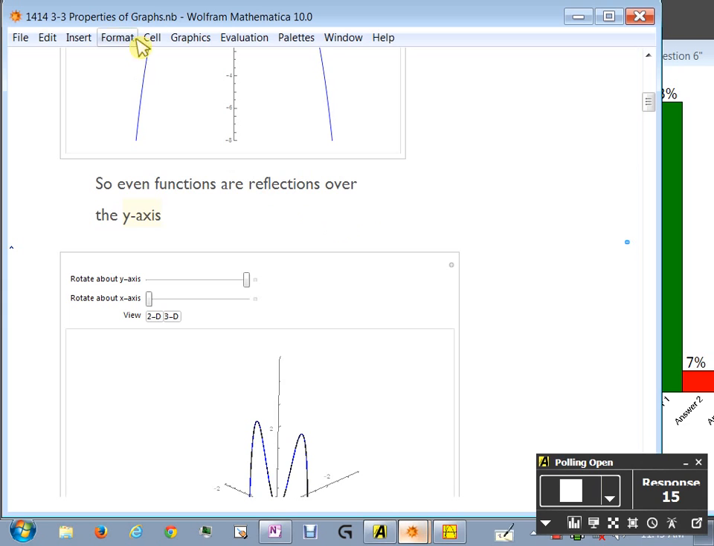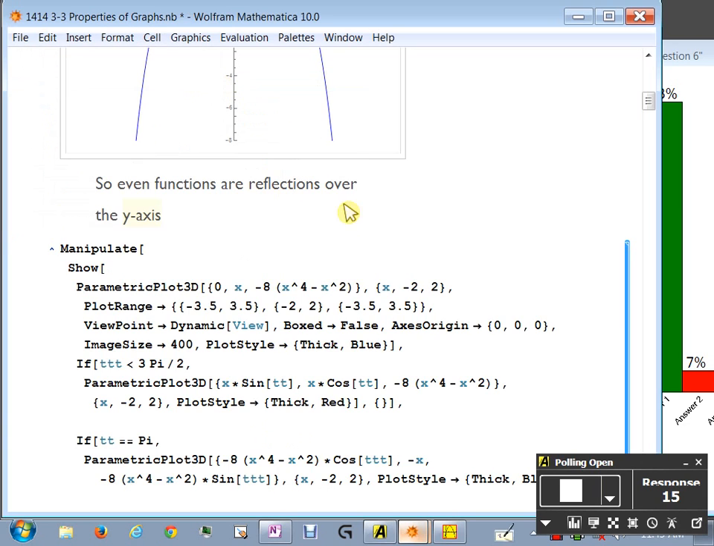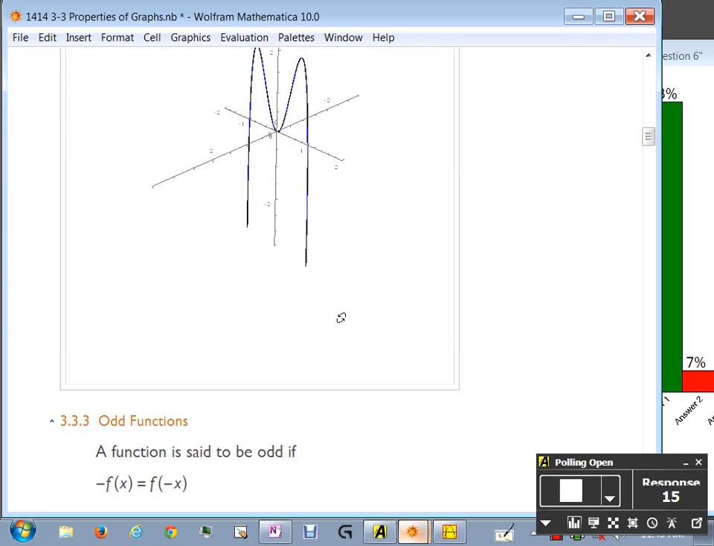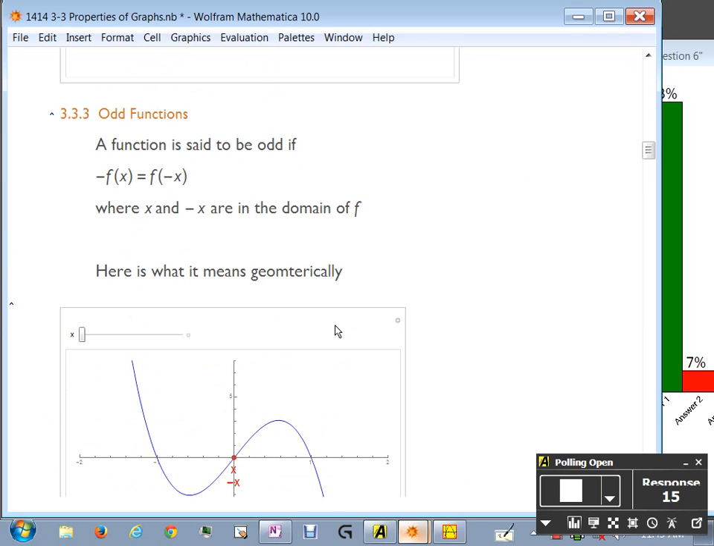Where are my computer science people? There were a few of you in here, right? So there's the code to make that happen right there, to make this picture.